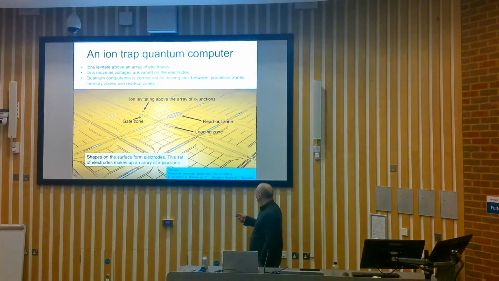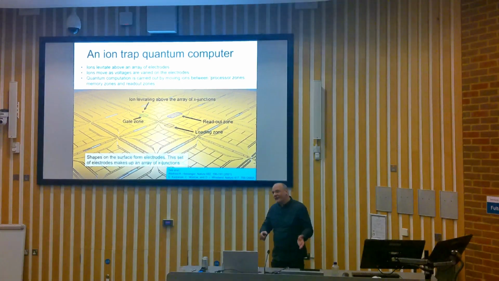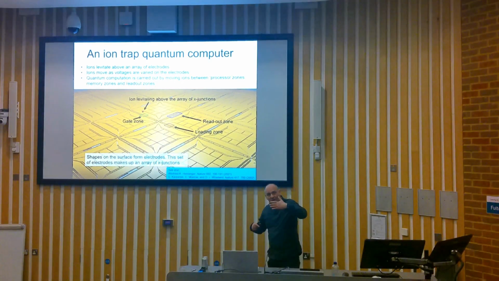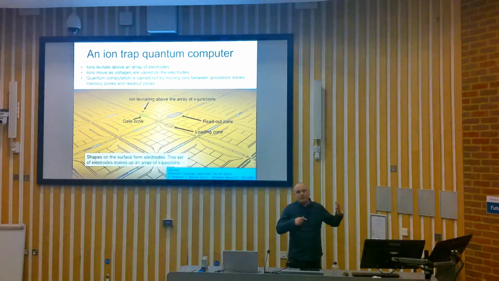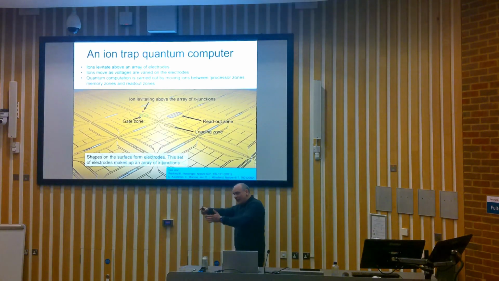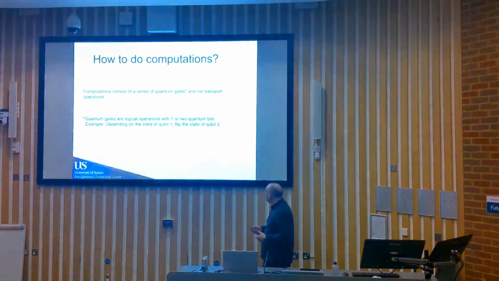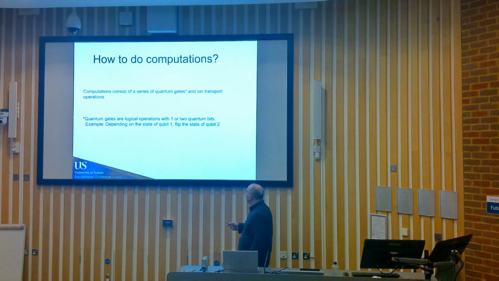And by doing so, we can now execute a quantum algorithm. That means you can interweave a number of gate operations that are there to do logical computations, and we add transport operations and then more gate operations. The sequence of all of that is essentially a quantum algorithm. So you do a gate: you bring two ions together, and depending on the state of this ion, you do something to this ion, this qubit.